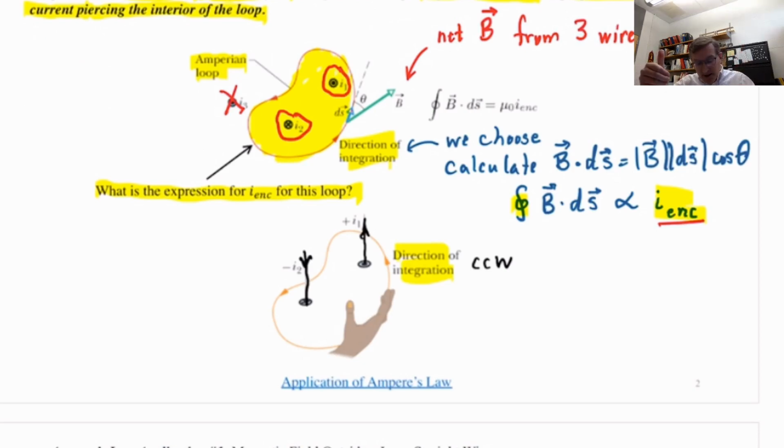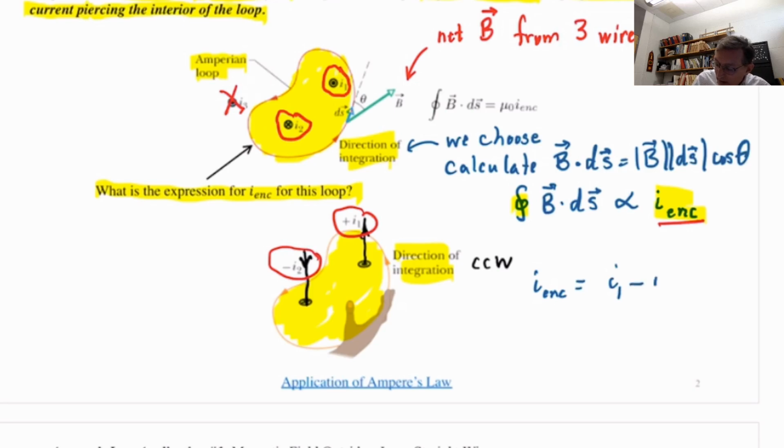That means a current that pierces this interior surface upward makes a positive contribution to I enclosed. That's why it's labeled here plus I1, because that current's upward. Whereas a current that pierces that interior surface going downward makes a negative contribution to I enclosed. And so you'll see they've got it written here as negative I2. So for this particular situation we're looking at, the I enclosed is I1 minus I2.